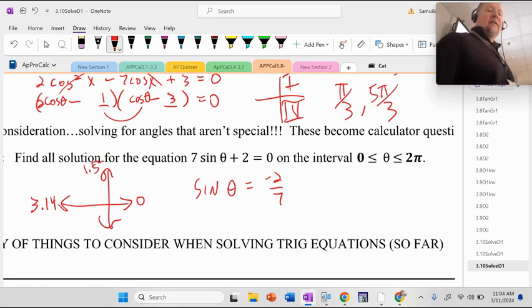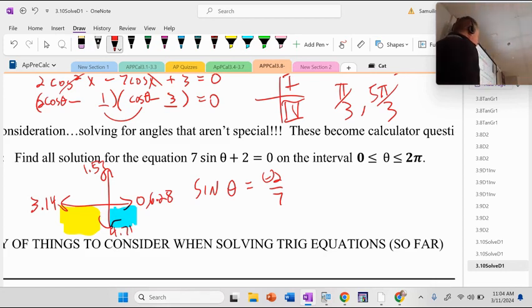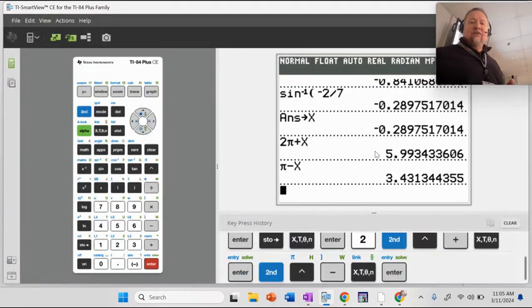Before I continue, where's sine negative? What quadrants? 3 and 4. That means your answers, oh, by the way, I have to add one more, 6.28, right? 2 pi. That means one of your answers should be between 3.14 and 4.71, and one of your answers should be between 4.71 and 6.28. The problem, as you put your papers away, is when you go to inverse sine of -2/7, you get -0.289.